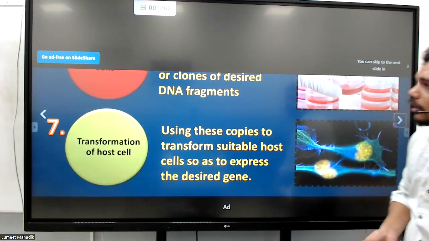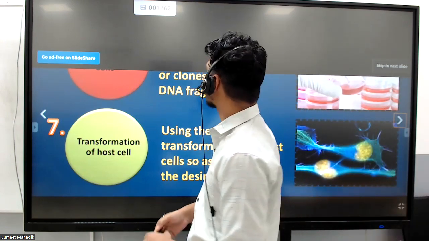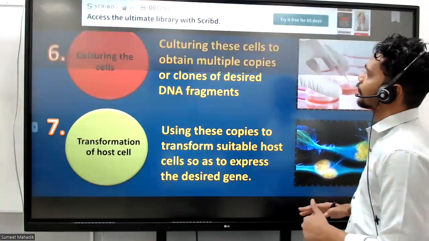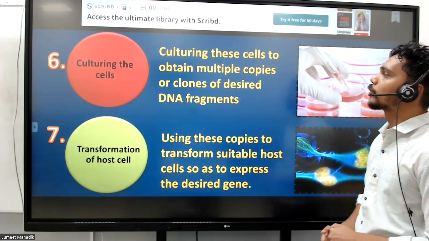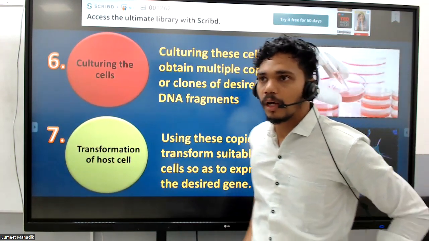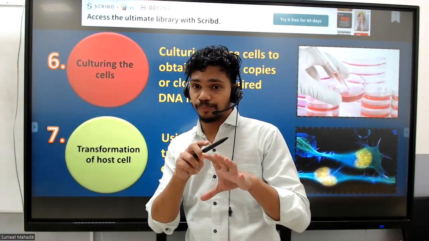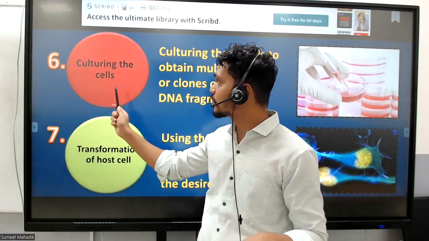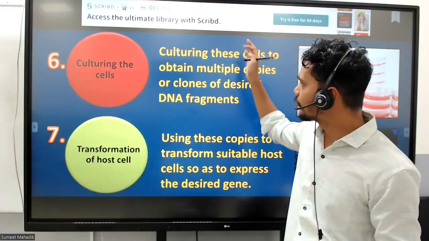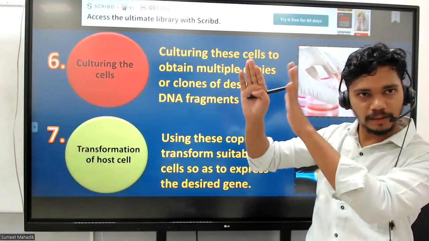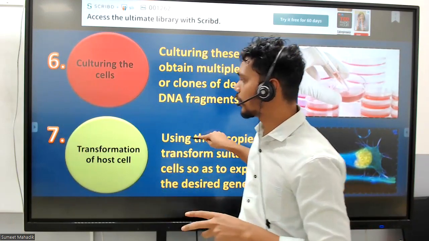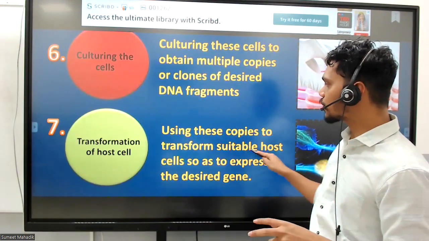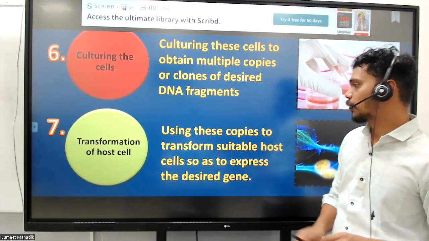Now, just one second. What is the next step? Culturing this cell to obtain multiple copies of a clone or the desired DNA fragments. Yes or no? Now we are making copies of the vector. That is culturing the cells. Now what is going to happen? If the vector is compatible, we can introduce it into the host cell. So, transforming the host cell using these copies, transferring to a suitable host cell to express.